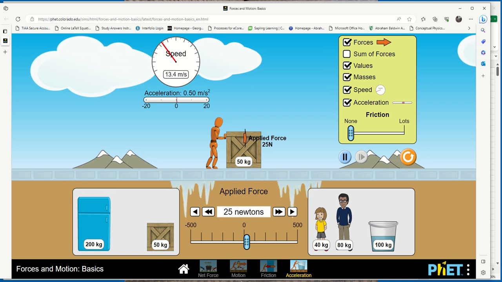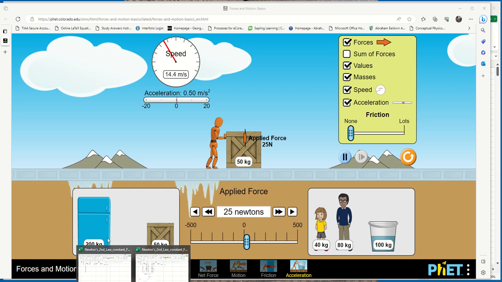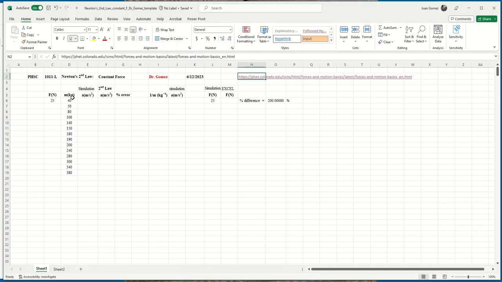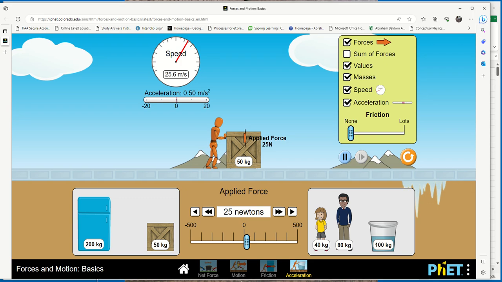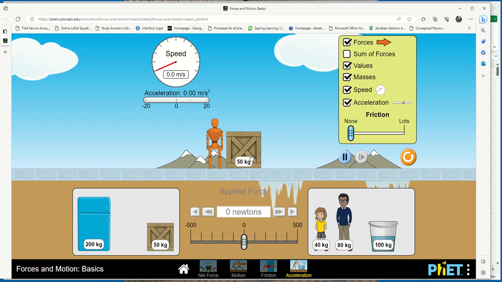Well, what we want to do is simply fill out the spreadsheet for these values of M. We want to go from 40, 50, 80, 100. They're not even increments simply due to the nature of the simulation, but that doesn't matter. We just want to get the acceleration for those values of mass. So for example, let me go back and do 40. It's a little bit of a tedious process, but you'll figure it out.